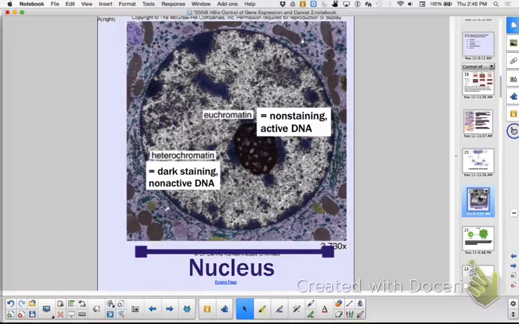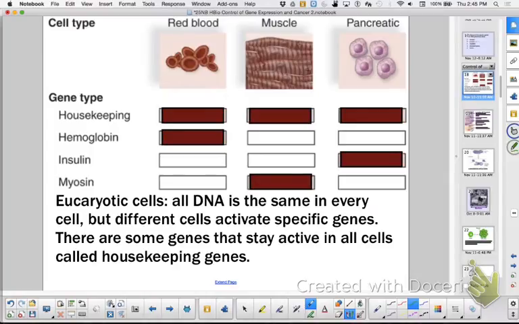Okay, so if we look in a red blood cell, hemoglobin would be what? Euchromatin, and the insulin and the myosin would be what? Heterochromatin, because you wouldn't be needing myosin or insulin in a red blood cell. But in a muscle cell, hemoglobin would be what? Hetero. Insulin would be hetero, and myosin would be what? Eu. Okay, and in a pancreatic cell, they would have heterochromatin for the hemoglobin, because you don't need that. Insulin would be euchromatin, and myosin would be heterochromatin, because you don't need that.